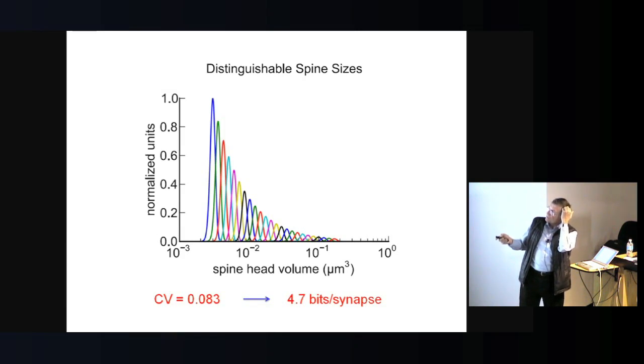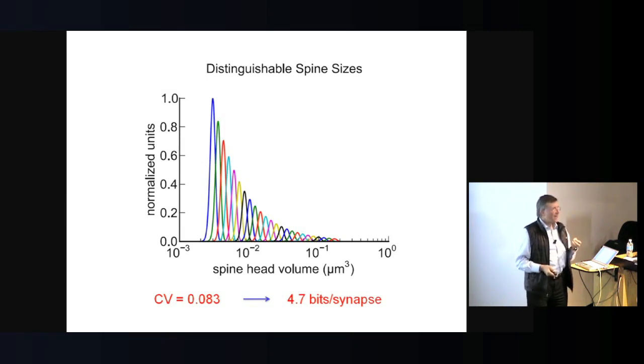You're given some measurement. It could be anywhere in between across these two. And you have to assign it to either this strength or that strength, right? That's signal detection theory. Well, it turns out that with CVs of 0.084 and a detection threshold of 69%, being able to accurately assign it to one or another of these bins, you can fit in about 26 different strengths, and that corresponds to 4.7 bits.